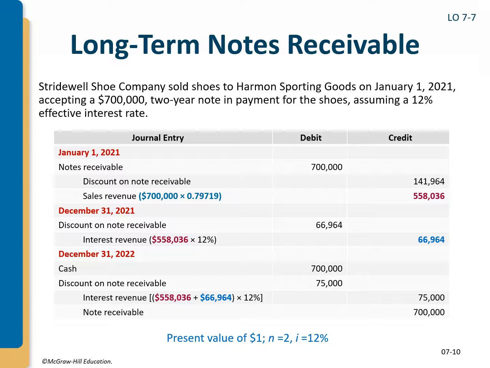So we find our factor on our table 2. $700,000, the future value, times 0.79719. The sales revenue, what is the value of that today, is $558,036. So that's what we loaned out, essentially, a value of $558,036. What are we getting at the end of 2 years? $700,000. So the difference is credited to our discount on note receivables.